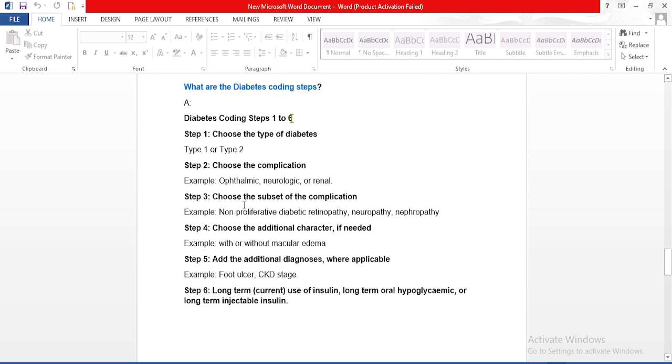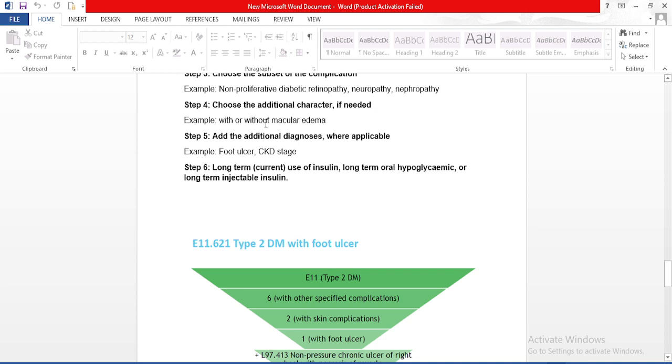Next step is to choose the subset of the complications. For example, if you take ophthalmic complications, what are the subsets of the complication? Like non-proliferative diabetic retinopathy, cataract, or other conditions. If you take neurologic complications, you need to check whether the patient has neuropathy or not. If you take kidney complications, you need to check whether the patient has nephropathy or not. Step 4, choose the additional character if needed. Example, with or without macular edema. If you take ophthalmic complications, you need to check with or without macular edema.